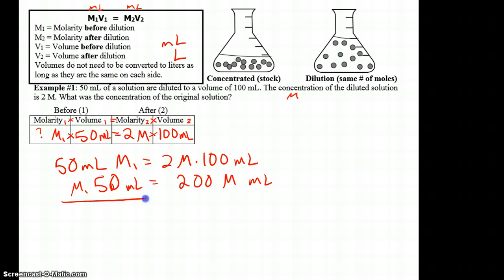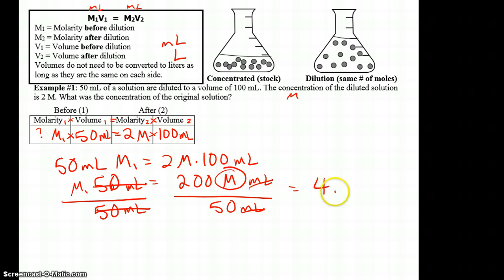To get M1 by itself, we would divide both sides by whatever's being multiplied by it, which is 50 mL. On this side, 50 mL completely drops out. That was the point of dividing. Over here, milliliters drops out, and then we have 200 divided by 50. Well, 200 divided by 50 is going to give you 4, and the units that we could not cancel are M. So what we would say is that M1 is 4 molar. So we could come back over here and say it was 4 molar.